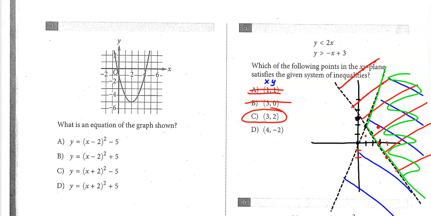It might have been faster for you to just plug x equals 3 in and 2 for y, and you get 2 is less than 6, which is true. And then if I plug this 3 in right here, and the 2 in right there, we get 2 greater than negative 3 plus 3. 2 is greater than 0. That's true as well. So the other ones would have been false, and they probably would have been equal to and not greater than. The correct answer is C.